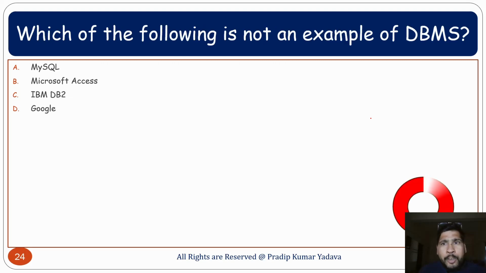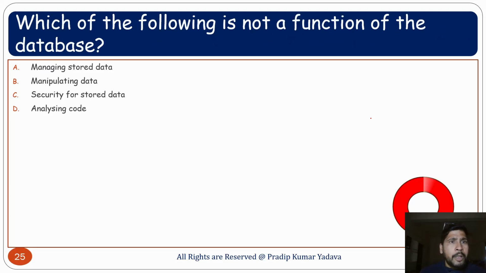Which of the following is not an example of DBMS? So MySQL is an example. Microsoft SQL Server is also. IBM DB2 is also. Google is not an example of database management system. Okay. Which of the following is not a function of database? So managing stored data, that is a function. Manipulating data is also a function. Security for stored data is also a function. Analyzing code is not a function of database.